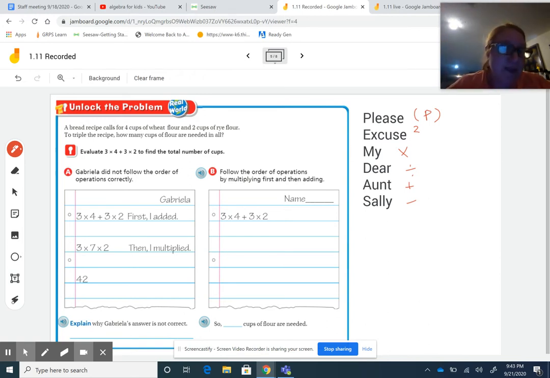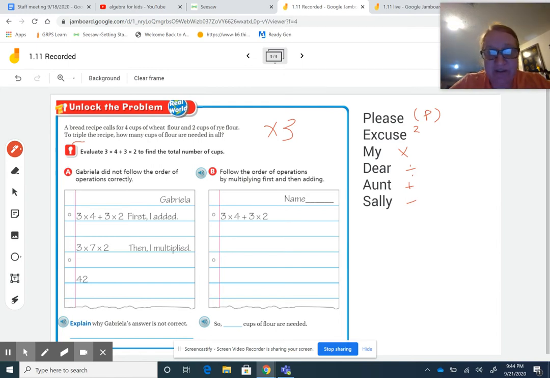So it says a bread recipe calls for 4 cups of wheat flour and 2 cups of rye flour. To triple the recipe, how many cups of flour are needed in all? We're going to triple, so that means we are going to multiply by 3. So evaluate 3 times 4 plus 3 times 2 to find the total number of cups.